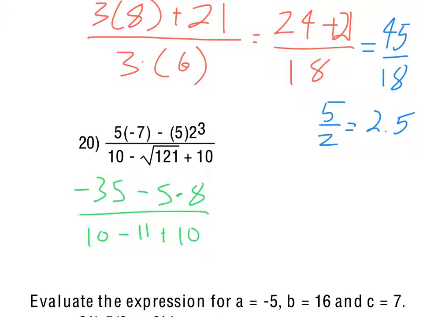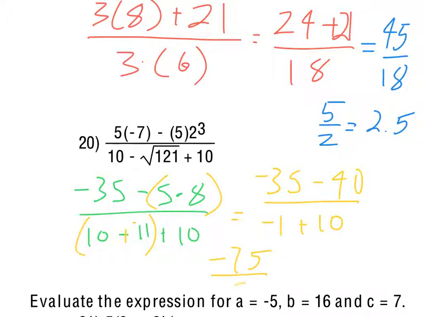Again, in the numerator, that's a 5 times 8, so we can do that first. The minus sign I'm just going to leave out there, so we get negative 35 minus 40. Now in the denominator, be careful how you handle that. You might want to think of that as adding a negative 11, but I'm going to go ahead and add the 10 and subtract the 11, or add the negative 11. I'll get negative 1 plus 10 there. So I end up with negative 75 over 9 as my answer for that one.